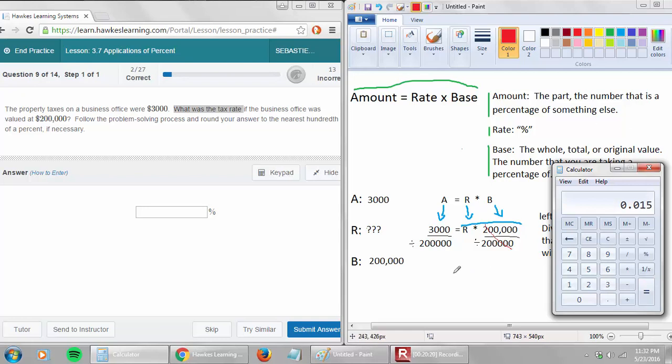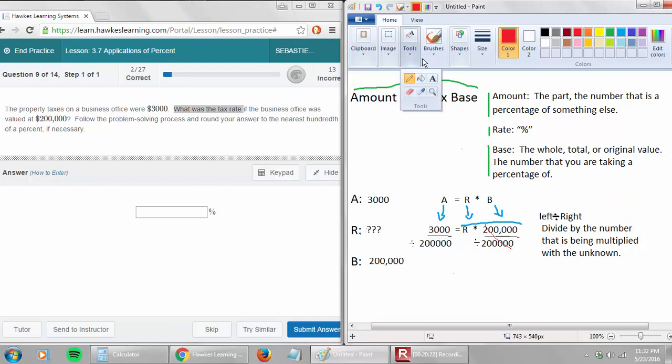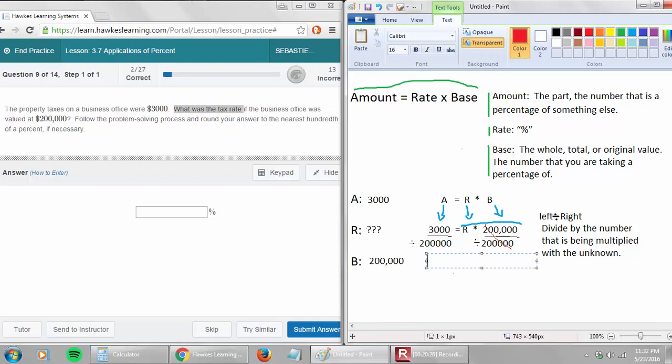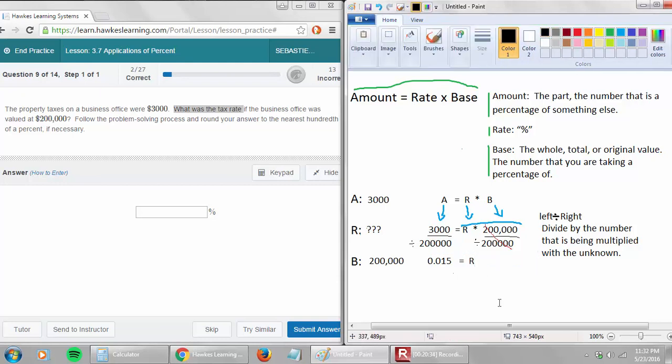So let's go ahead and write that in. Oops, change the color back to black here. 0.015 equals R, my rate. Now don't panic that you're getting a little bit of a decimal. It makes sense because 200,000 isn't going to go into 3,000. It doesn't fit in there. It goes in less than one whole time, so you expect a decimal. And in this case, that decimal is 0.015.